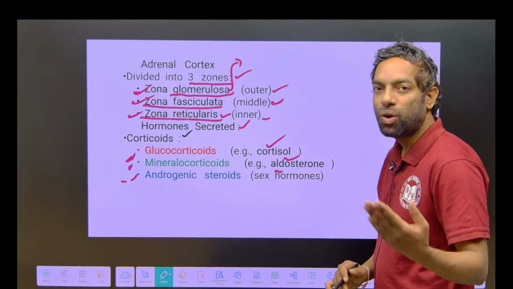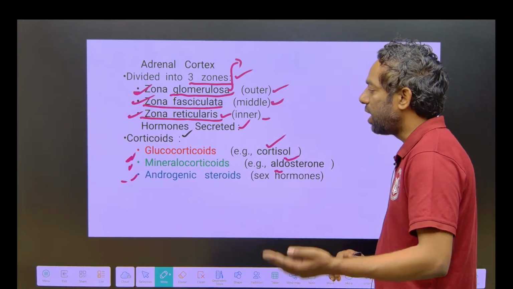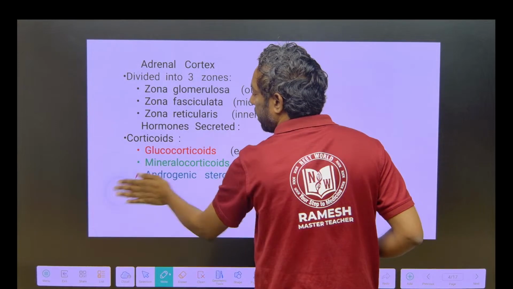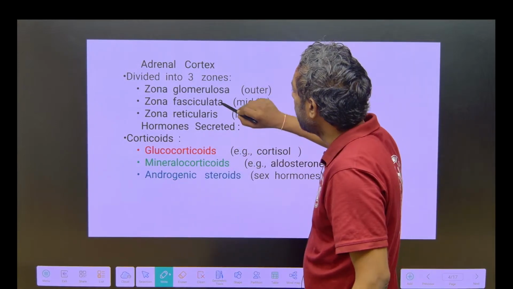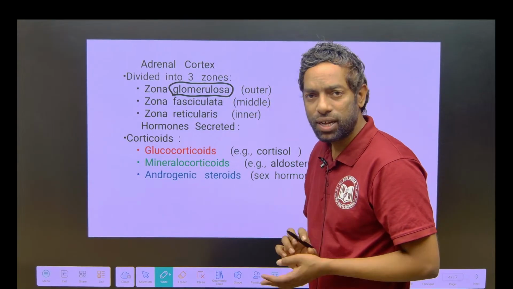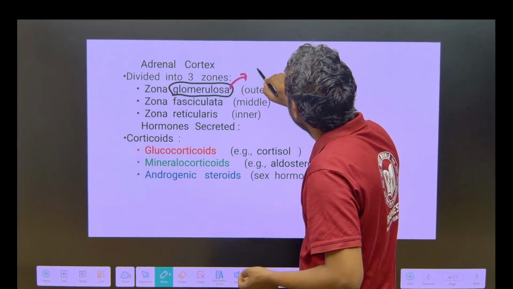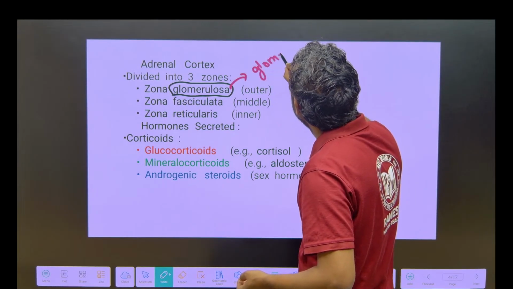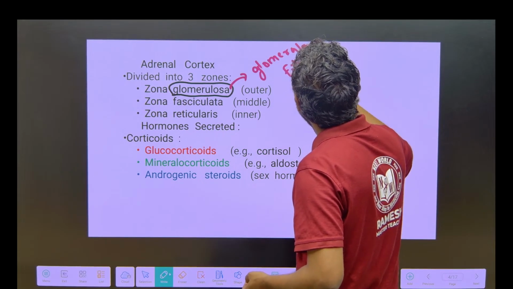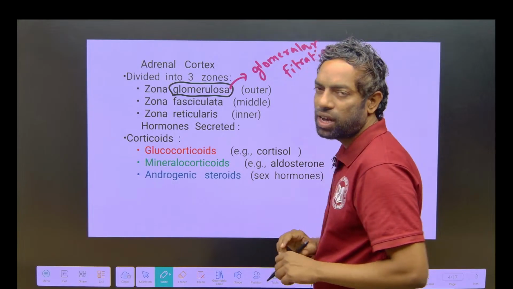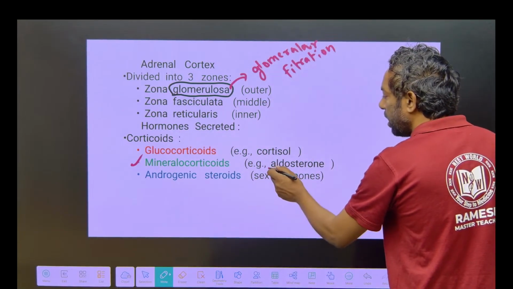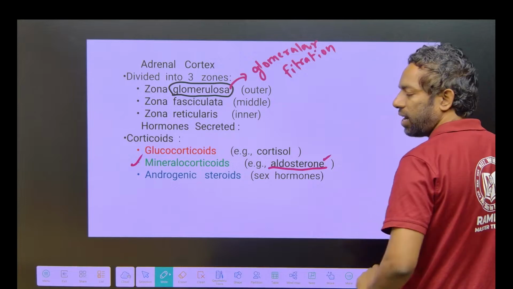Corticoids mean glucocorticoids, mineralocorticoids, and androgenic steroids. Guys, just look here. Is there any term relevant here? Glomerulosa is the term. It is relevant to glomerular filtration, and that relates to mineralocorticoids, meaning it is relevant to aldosterone.